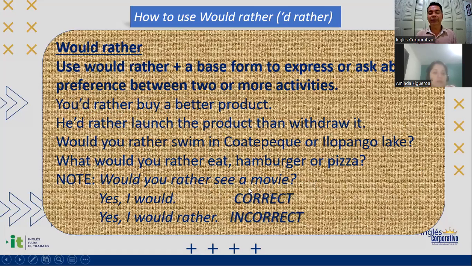So what would you rather? Yes, I would. You cannot say yes, I would rather. Yes, I would. No, right? Incorrect. And when it's negative, you say no, I would rather not. Imagine it's complicated, right? Yeah. I would rather not. And affirmative, yes, I would.